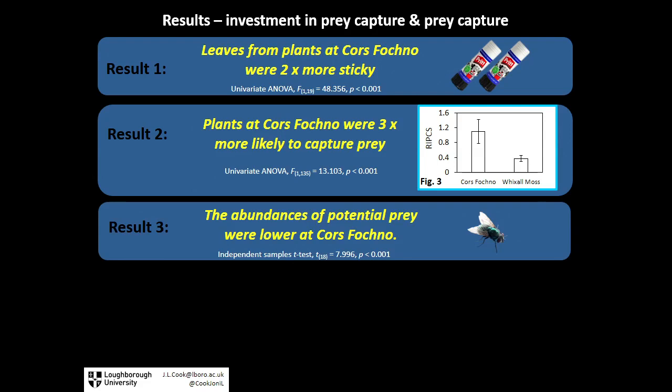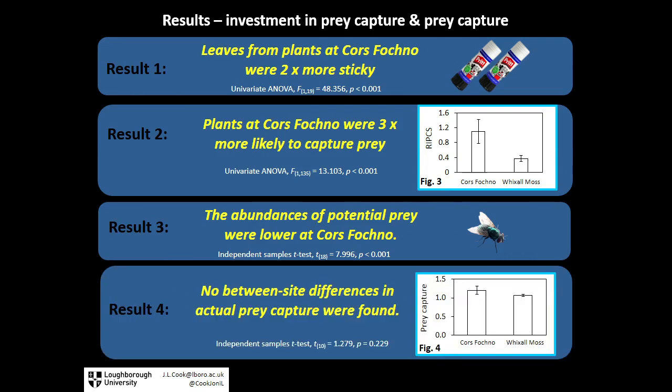But the thing in this study was that the abundance of prey at the low end deposition site was much lower than at the high end deposition site. So we get a difference in prey availability. The overall result is that actual prey capture didn't differ between the plants at the two sites. And this is really, really surprising. What we expected is that the ones at the low end deposition site would catch more prey. That nicely completes the story. But it was nothing like that.